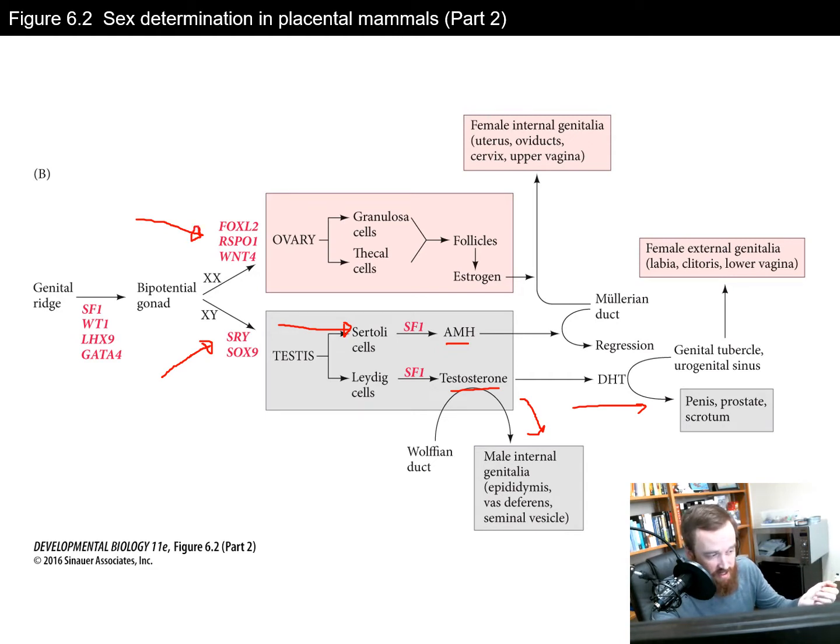If the SRY gene is not present, then these genes that are responsible for the development of ovaries are not repressed, and you have the precursor cells develop into follicles and estrogen-producing cells, and that estrogen will lead to the development of the female internal genitalia, such as the uterus, the oviducts, the cervix, the upper vagina, as well as the external female genitalia, such as the labia, the clitoris, and the lower vagina.